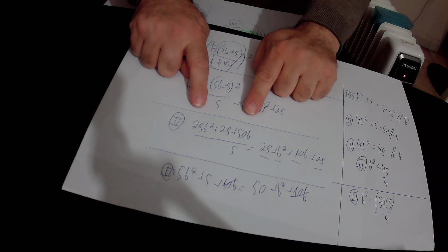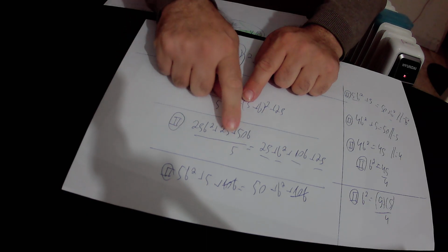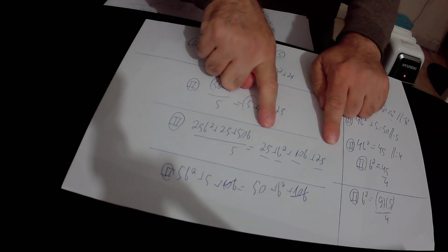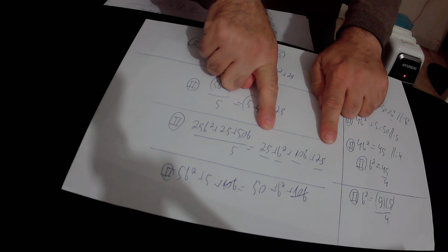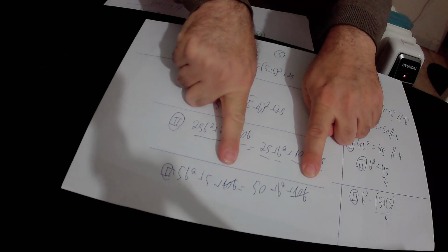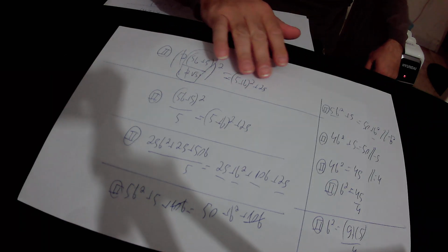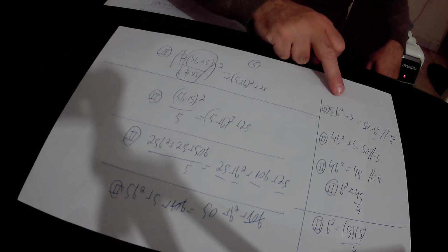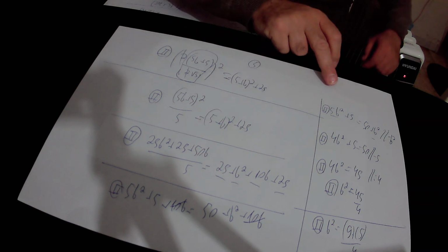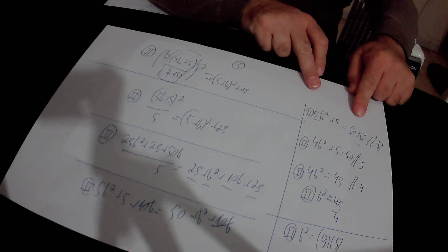So here we have 25b squared over 5 is 5b squared, 25 over 5 is 5, and 50b over 5 is 10b. That equals 25 plus 25 is 50, plus b squared plus 10b. So here we have 10b on both sides of the equation, so 10b will get cancelled. On this side of the equation we are left only with 5b squared plus 5, which equals, on the other side, only 50 plus b squared.